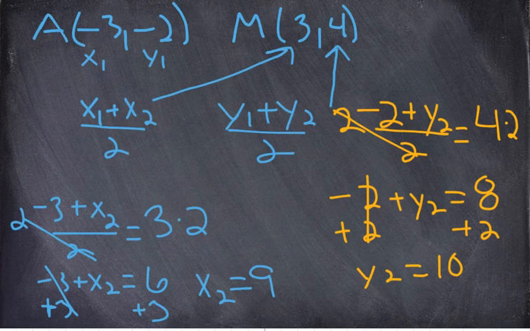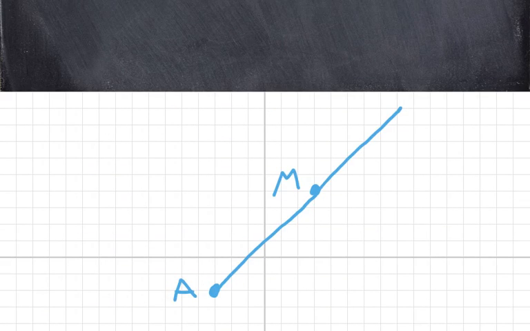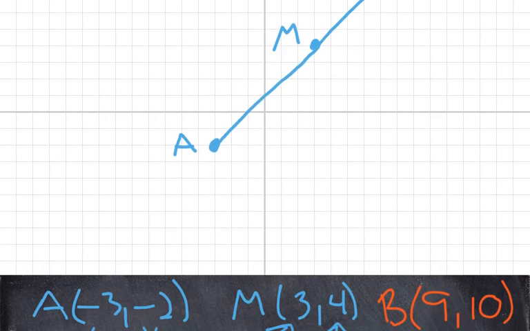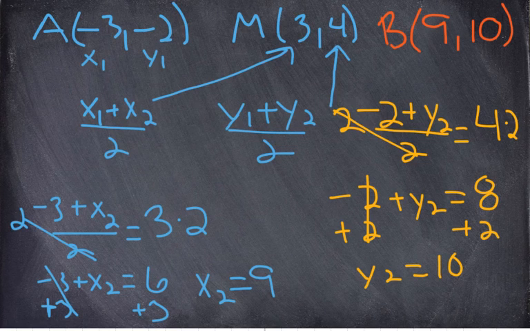So our final answer, we're trying to find again what B is. Our x coordinate would be 9, and our y coordinate would be 10, in order to get a midpoint of 3, 4. So if we followed in that fashion, we'd get 9, 10 for B, okay? If we had to graph that. But this is the algebraic way to solve for that problem.